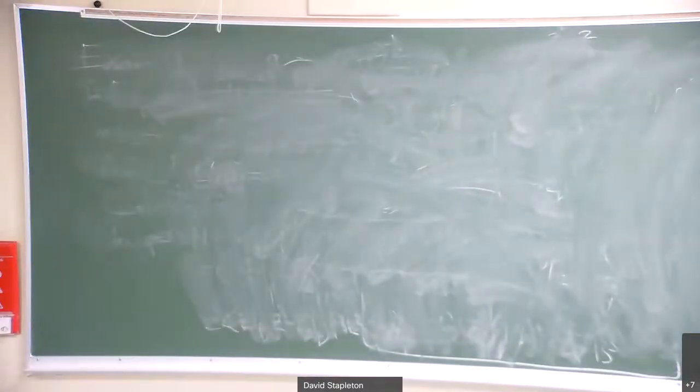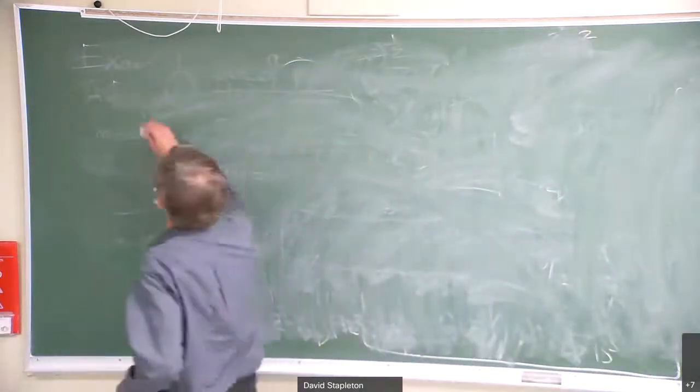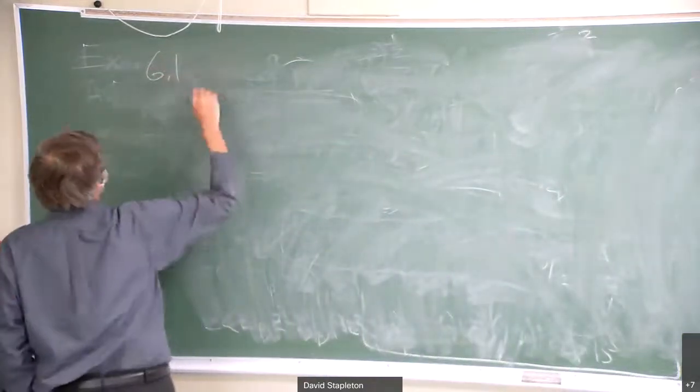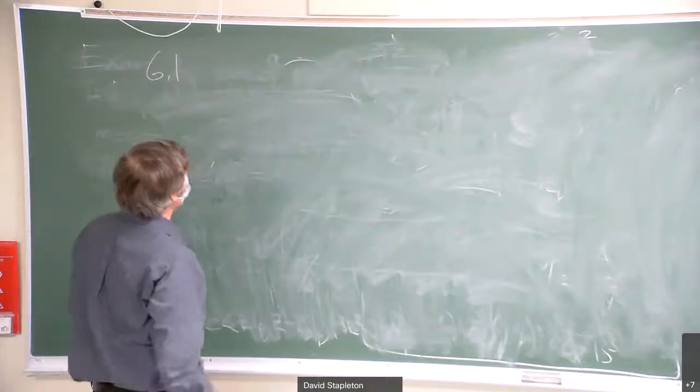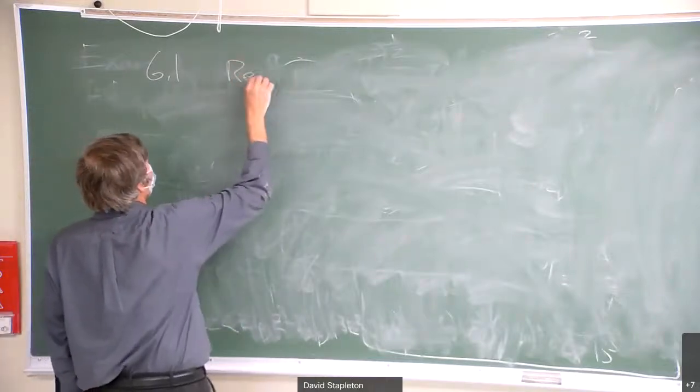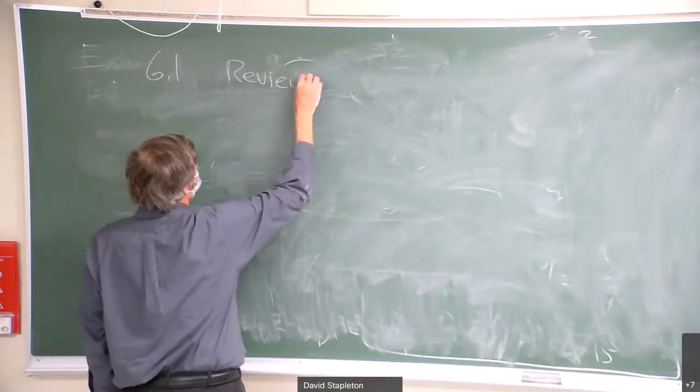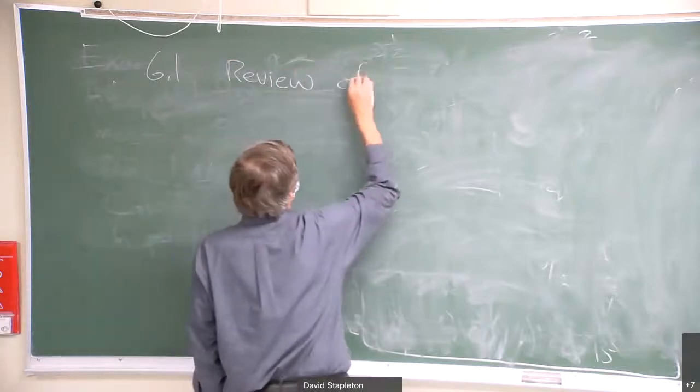Okay, so this first part, I'm going to start section 6.1, give you something to do. You'll be bored. 6.1 actually is really easy. It's a review of exponentials and logarithms. If we get time, I might do the derivative of the logarithm. Probably we'll do that next time.